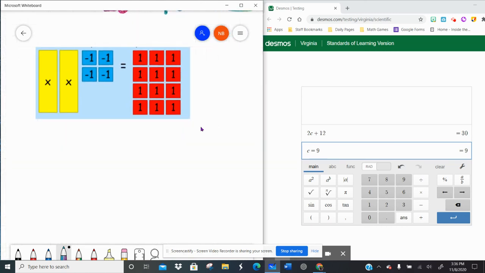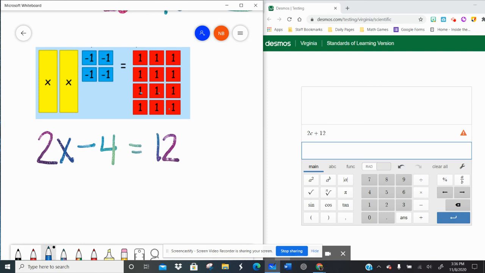All right, let's do one more. Uno más. Let's go. All right, so here we go. I have x, I have negative ones, and then I have my positive ones. So on this side, I have 2x, and then I have 4 negatives, so I can write that minus 4. And on this side, that equals 1, 2, 3, 4, 5, 6, 7, 8, 9, 10, 11, 12. So in order to solve, I have to add 4 to each side, add 4 positives, so in order to cancel out my 4 negatives, I have to put 4 positives up there.